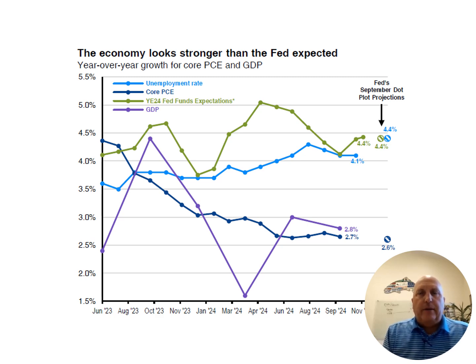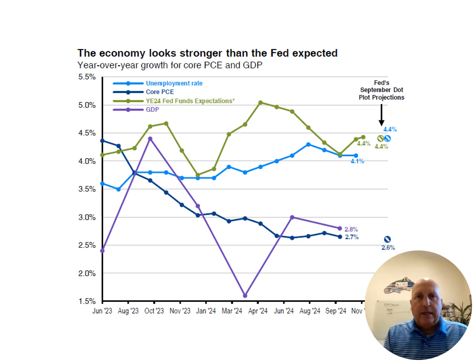So the left side of the graph, the lines, are the actual data points or the numbers as they've come back, tracking unemployment, core PCE, I'll explain that in a minute, the Fed funds rate, and then also GDP, our gross domestic product. So that's what the graph is. And then on the right hand side, the dots are what was projected by the Fed. So let's talk about the differences here and why these make a difference.